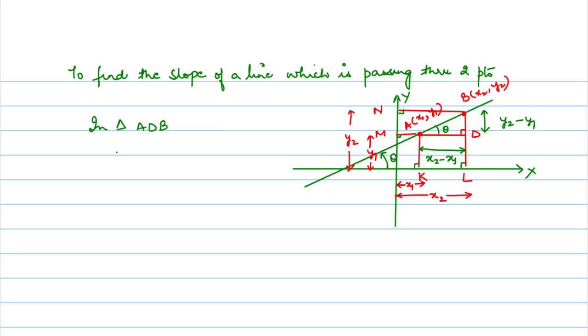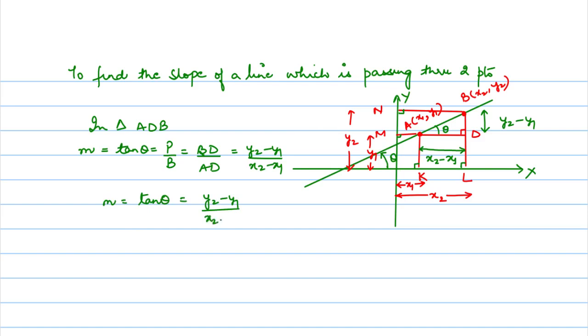Now in the triangle ADB, if we apply tan theta, so what is tan theta? Perpendicular upon base. What is perpendicular? BD upon AD. But what is BD? BD is y2 minus y1. And what is AD? x2 minus x1. And what was tan theta? Tan theta was the slope of our line. Therefore, the slope of a line which is passing through 2 points can be found out by using this formula.